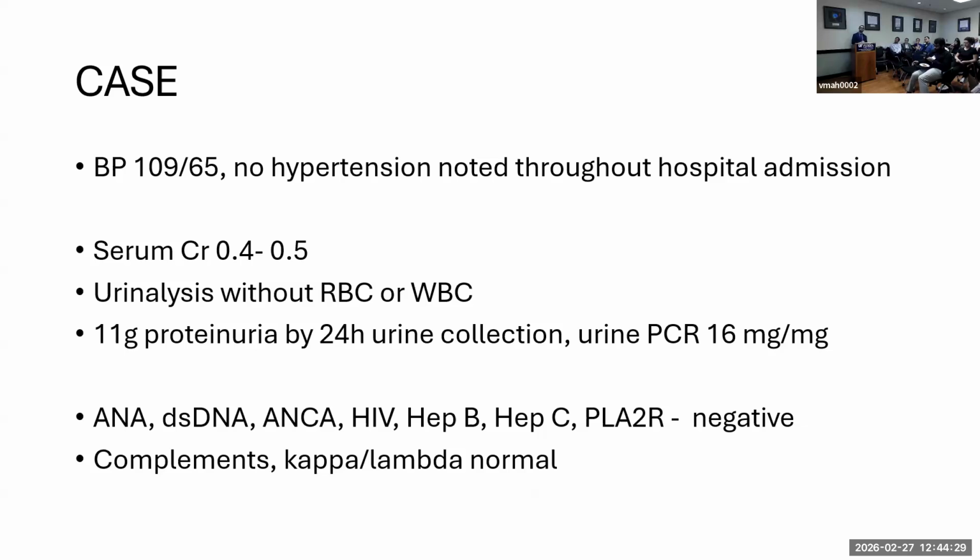Blood pressure was 109/65. She was not hypertensive throughout the hospital admission, so our suspicion for preeclampsia was very, very low. Her serum creatinine was 0.4 to 0.5, urinalysis planned. She had 11 grams of proteinuria by a 24-hour urine collection and a protein creatinine ratio of 16. Her workup was all negative and complements were also normal.